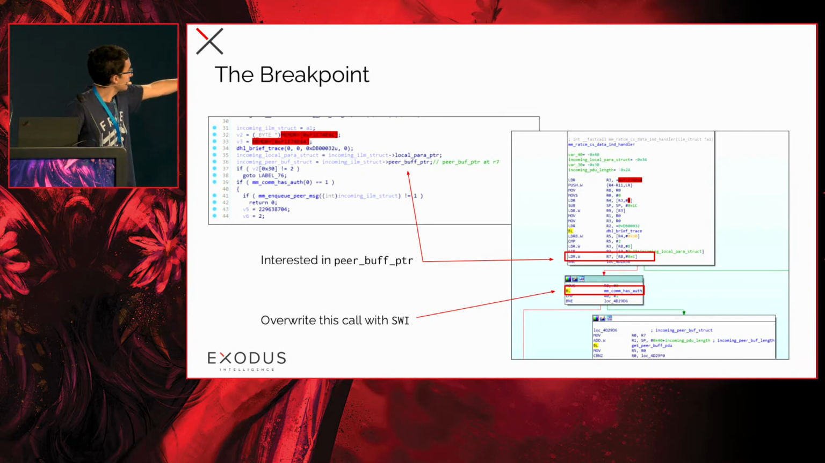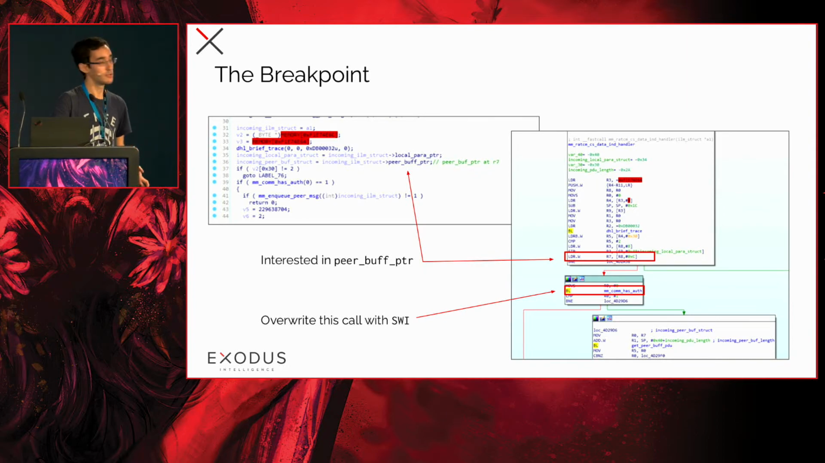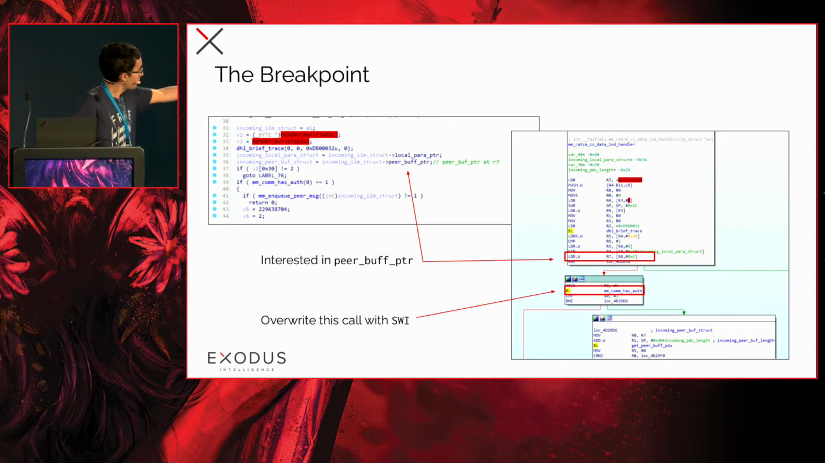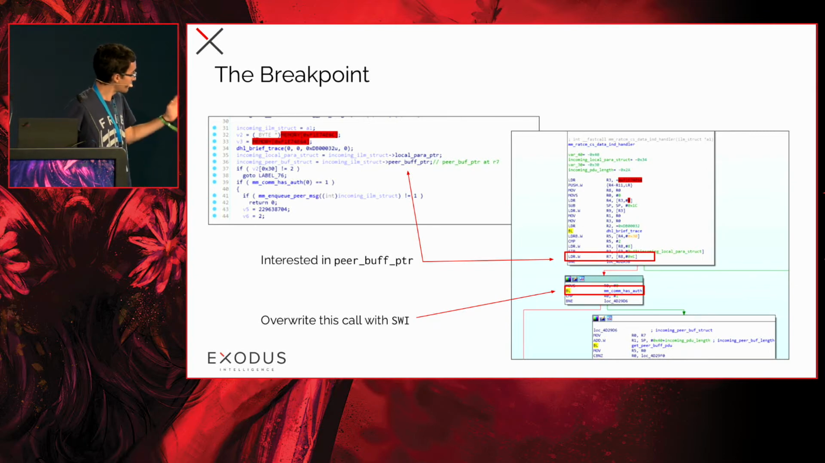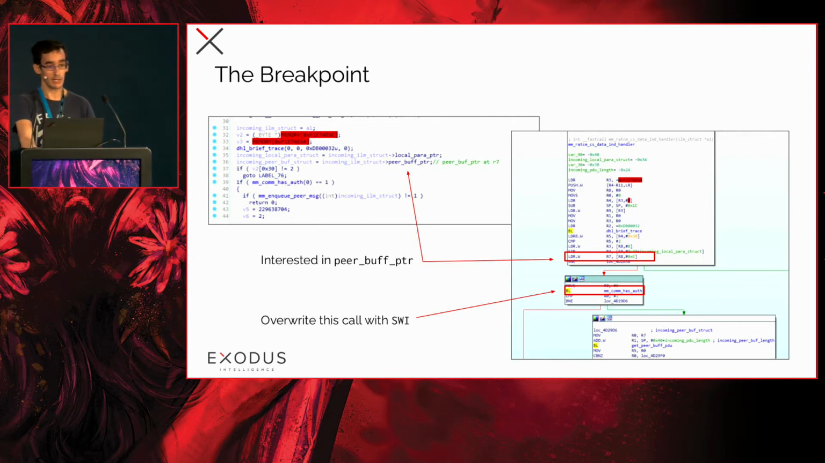Because I am interested in verifying that this debugger works, I'm going to be taking a look at this incoming ILM struct, which is a variable passed to this L3 module by the lower layer. And I'm going to be interested in the peer-buff-ptr member, which should contain a pointer to the message that was just received over the air.